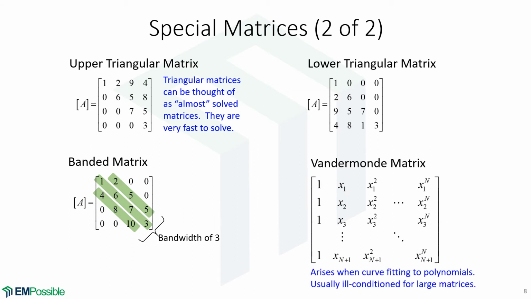Then there's a Vandermonde matrix, and we will actually be constructing these when we start doing polynomials and curve fitting to polynomials. Vandermonde matrices are known to be ill-conditioned when the matrix size gets large, and of course there's known ways to mitigate that. But for us, when we're curve fitting to polynomials, we're going to have very small Vandermonde matrices, and so no problems will arise for us.